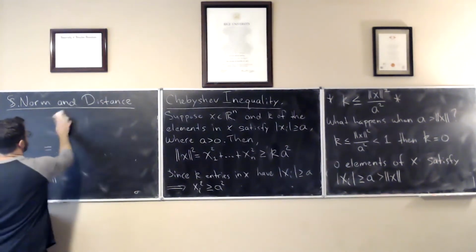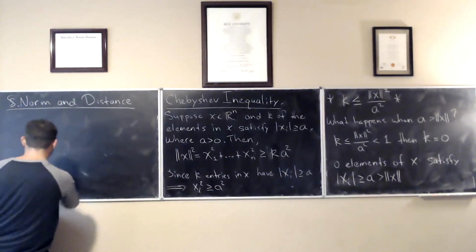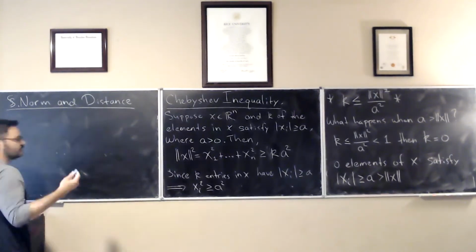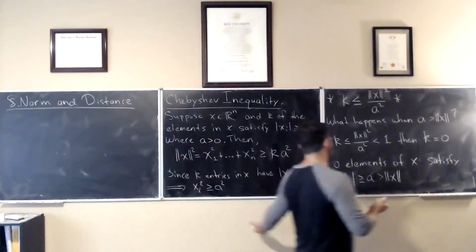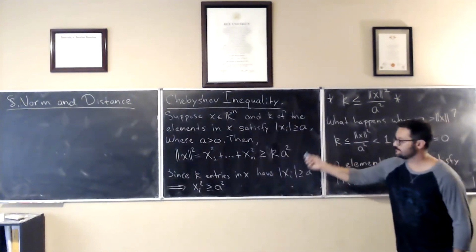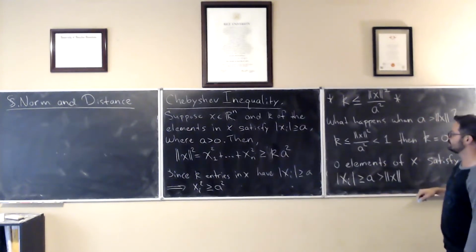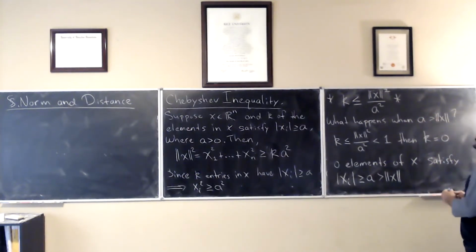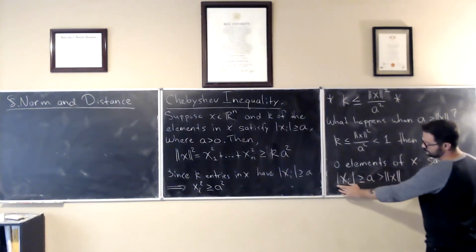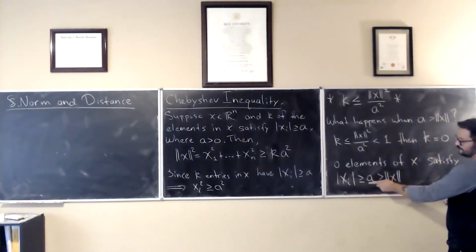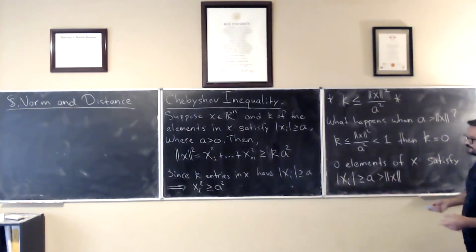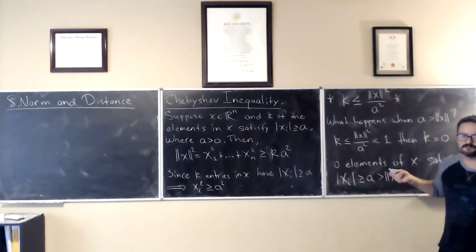But if you were to put a note on it, it would just be what I said. We derived Chebyshev's inequality, which leads to the observation that no elements in the vector can be strictly greater than the norm. 0 elements have that ability. That was the goal.